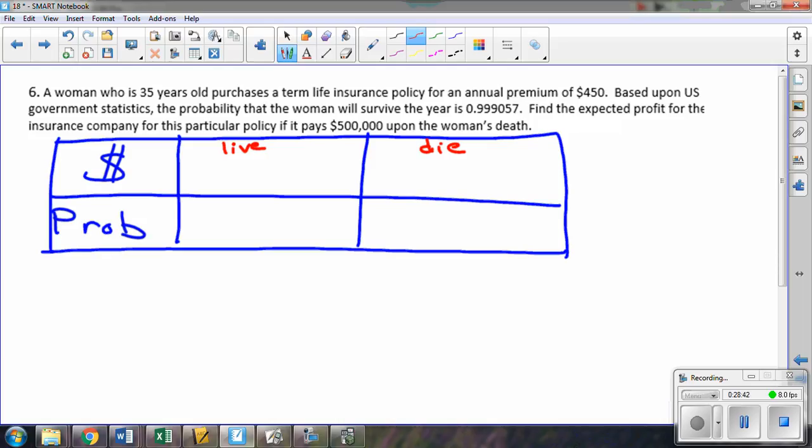If she lives, how much money does she get? No. She gets nothing. If she lives, her family is not paid any money. But if she dies, the family will be paid $500,000. Those are the payouts for the insurance company. Now in this instance, we have to say, what is the probability that she will live throughout the entire year? We're told that.